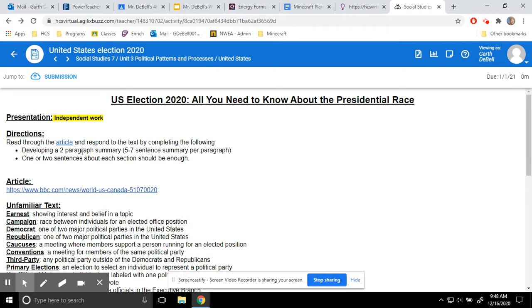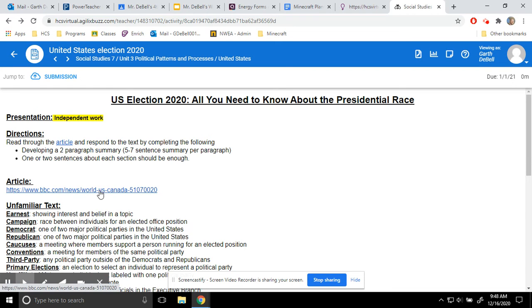So, like I said, right here, 1 or 2 sentences about each section should be enough. I think there's like 8 or 9 sections. So if you do 1 to 2 sentences per section, by the time you get done, that should be anywhere from 10 to 16 sentences, which would be your 2 paragraphs, right?